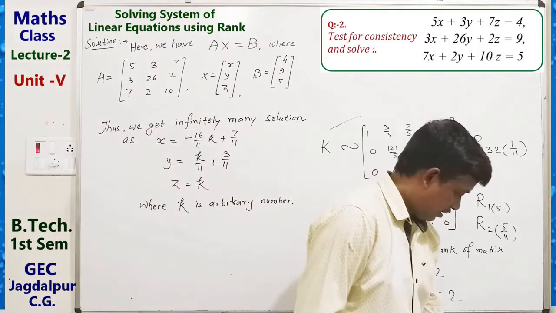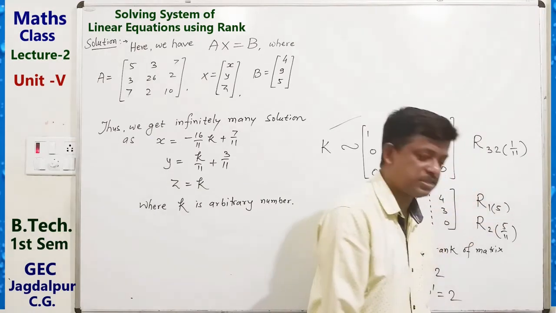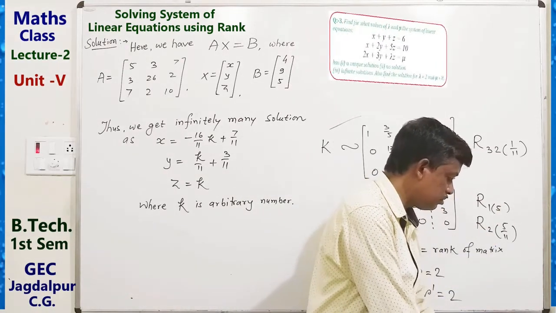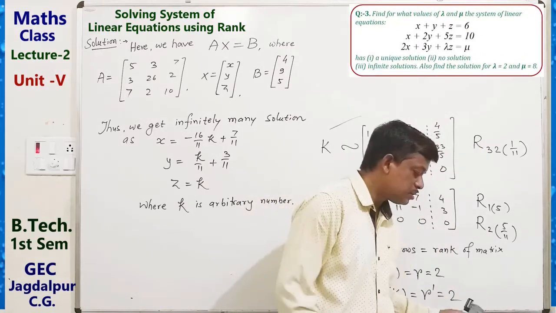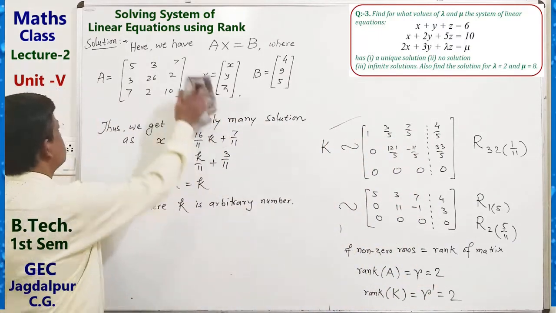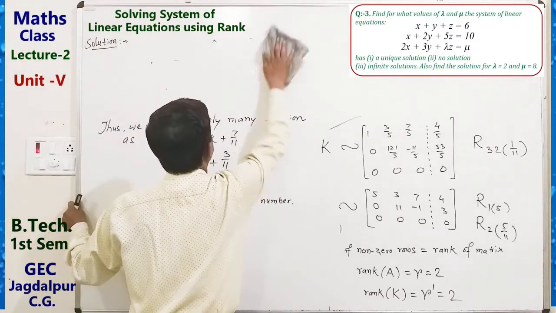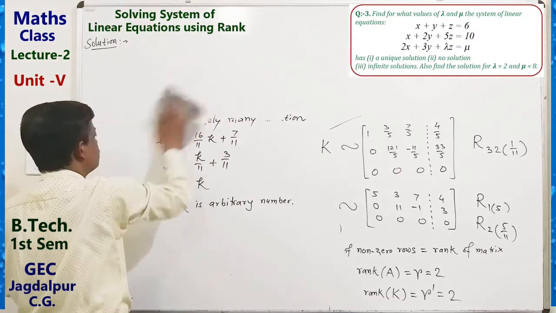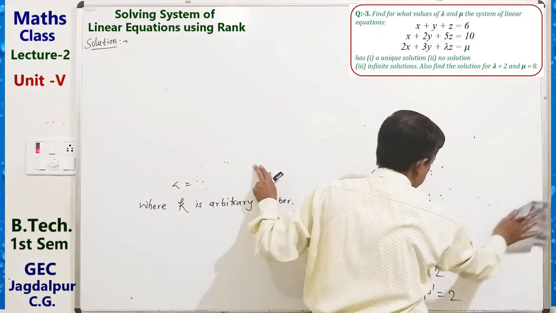Okay, now there is a very important question. For what values of lambda and mu does the system of linear equations have a unique solution, no solution, infinite solutions, and also find the solution for lambda equal to 2 and mu equal to 8. So this type of question is also important. We have to discuss the values of lambda and mu for which the system will have infinitely many solutions, a unique solution, or no solution.